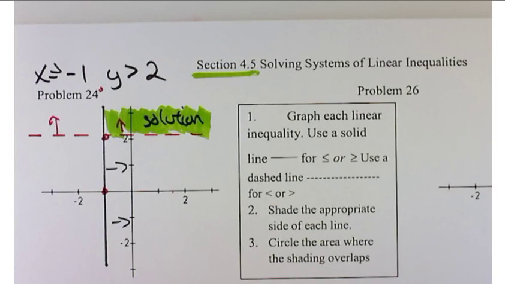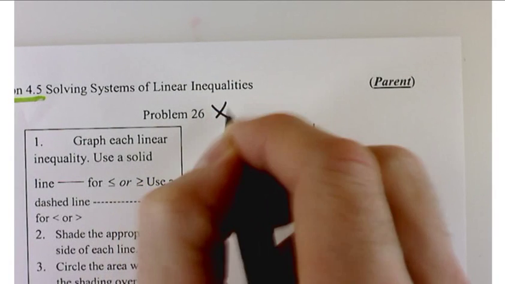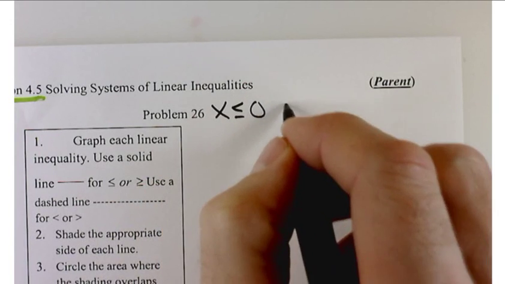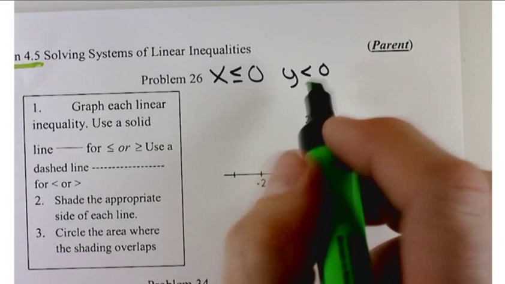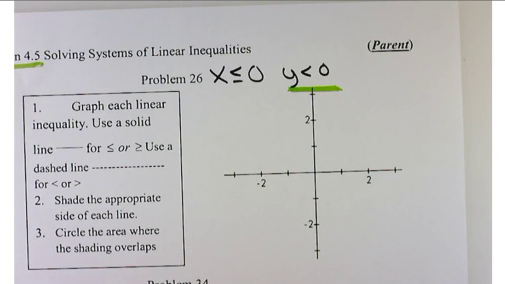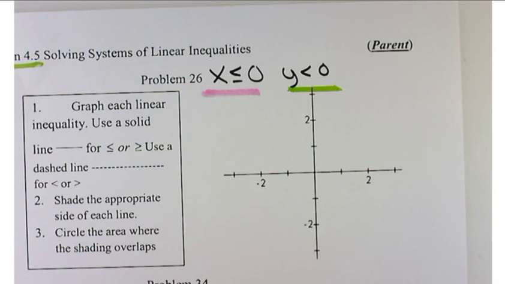Your turn for one. Problem number 26. Kind of a little bit of a repeat of this previous one. X is less than or equal to 0, and y is less than 0. So carefully try and graph both of those. I'll draw one of these in green. The other one, I'll use a very manly salmon pink. Yeah, it's not quite salmon pink, but whatever. See if you can sketch both of those. Try and figure out what the solution is.